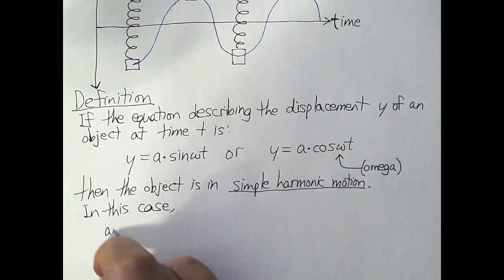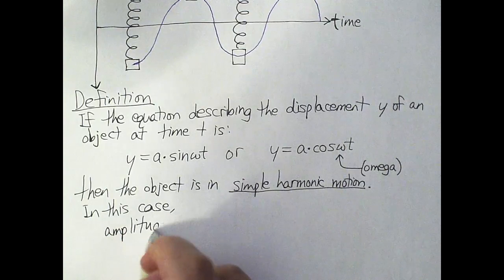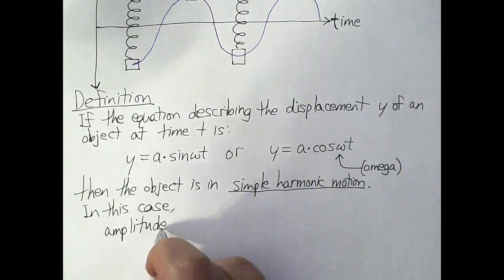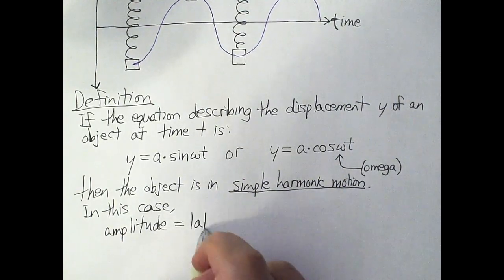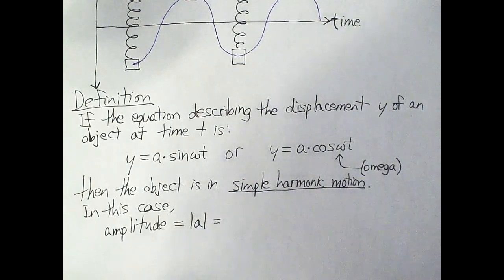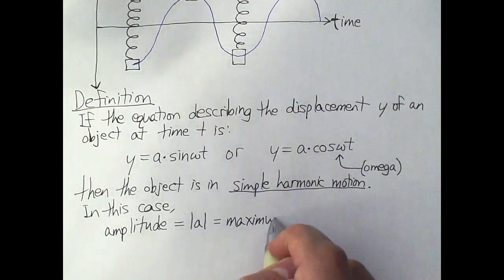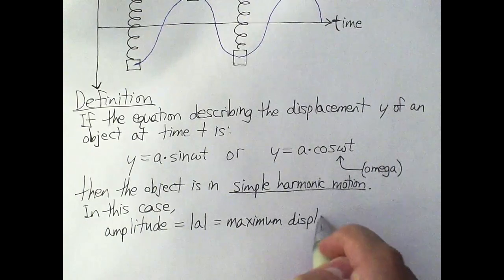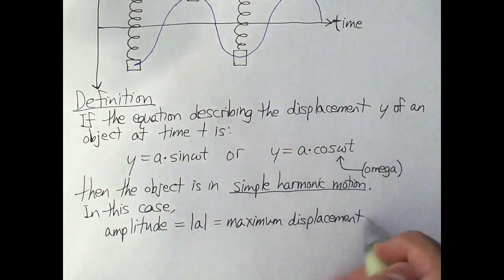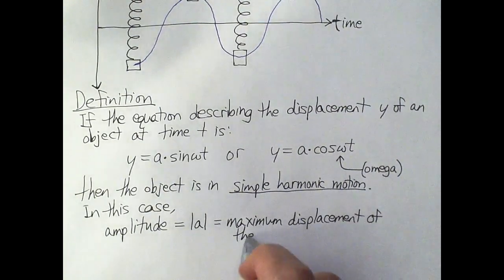So we say that the amplitude, a word we've used before in a previous section, is the absolute value of a. It's a number out front that sine or cosine is being multiplied by. It could be a number like 2. It could be a number like -3. And it tells us the maximum displacement of the object.